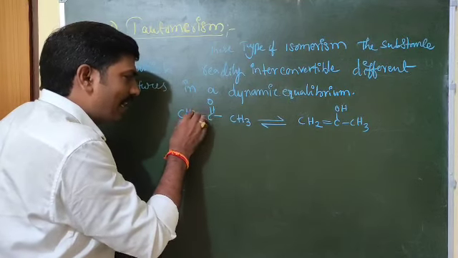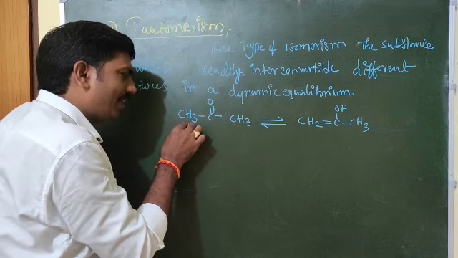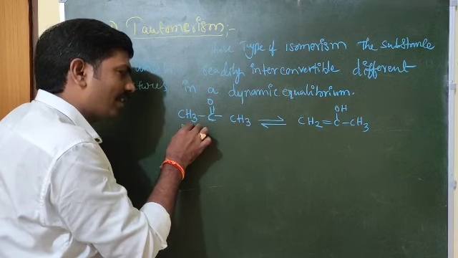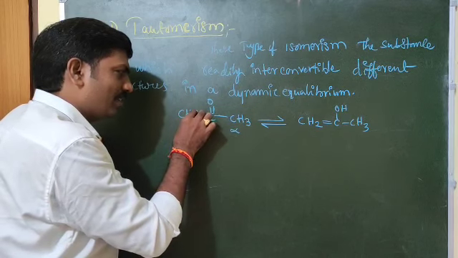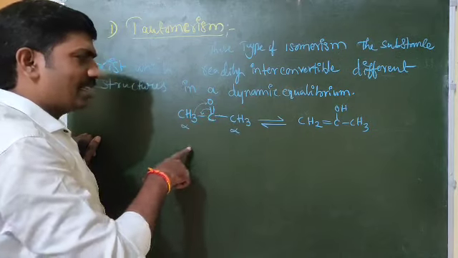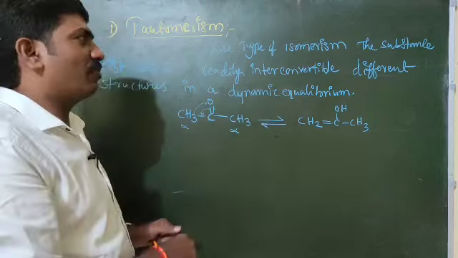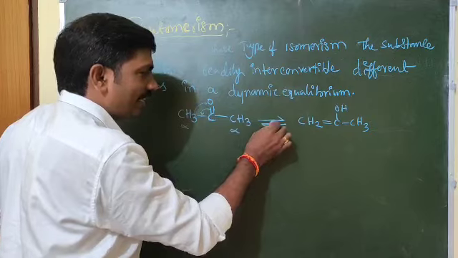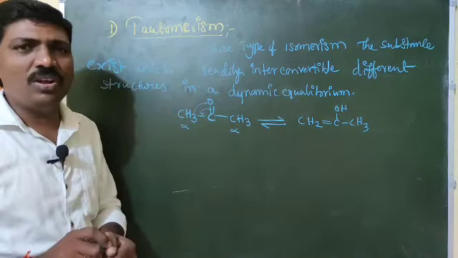See, this is a functional group having alpha hydrogen. This hydrogen is alpha hydrogen, and this carbon is also an alpha carbon having hydrogens. So one hydrogen moves here, and the double bond comes here. These are readily interconvertible two different structures with the same molecular formula in a dynamic equilibrium, known as tautomerism. These two structures are tautomers.